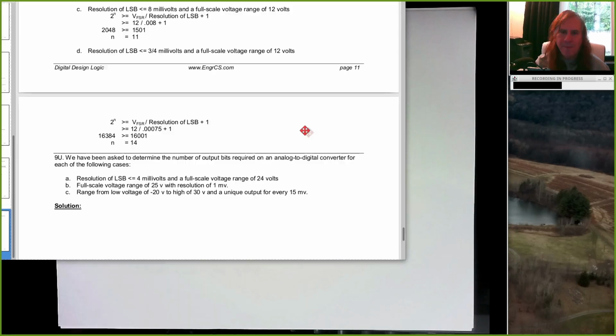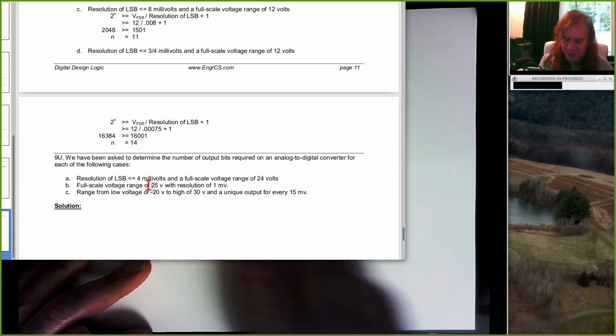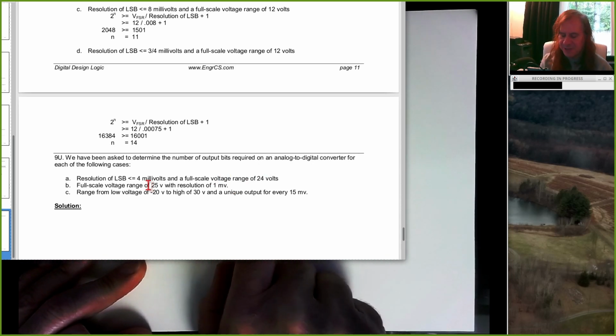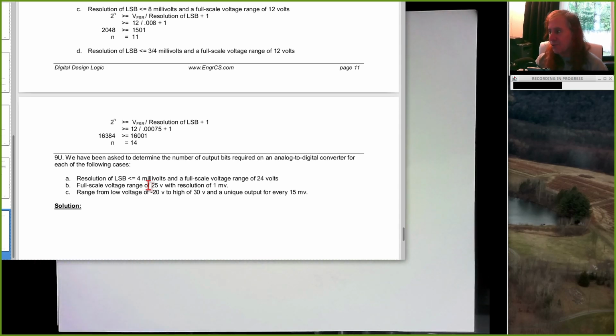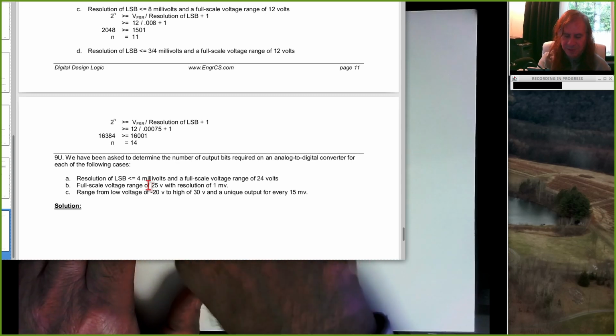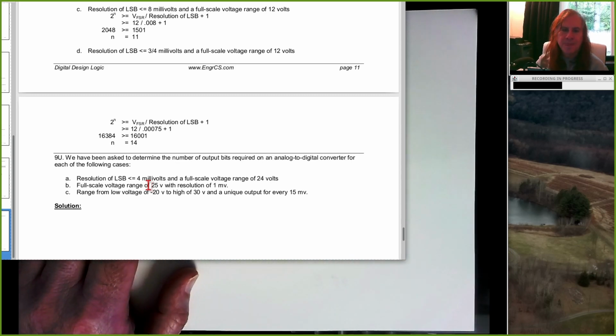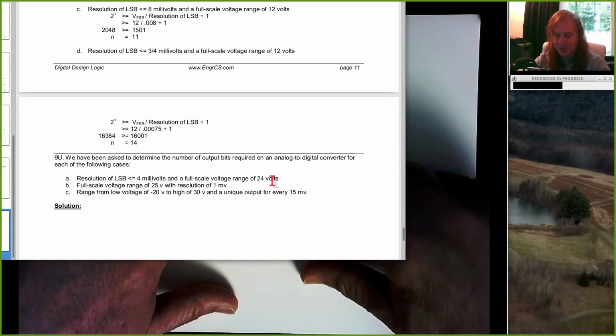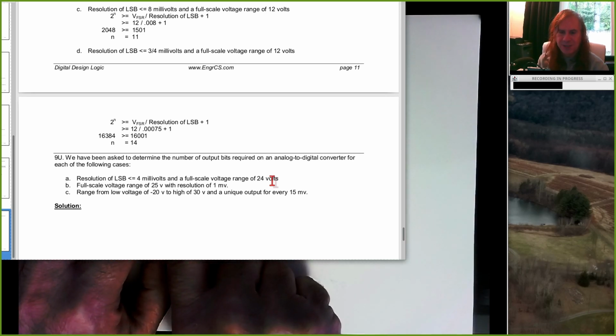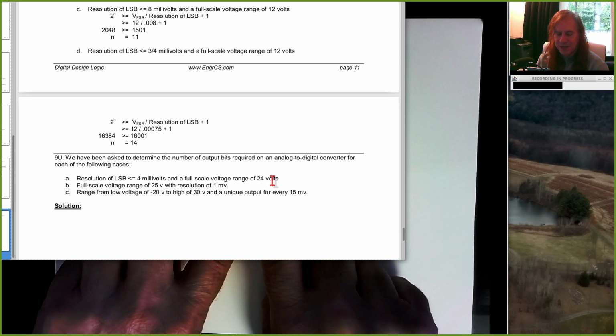All right, so what are you trying to do on question 9? Determine the number of output bits required for each of the following cases. Resolution is voltage range divided by 2 raised to the number of bits. This is like Ohm's law: if you've got 2 of these, you can figure out the third using this formula. So in part A, we want the resolution to be at least 4 millivolts, and we're told the full scale voltage range is 24. We want our resolution to be 0.004. Figure out what the number of bits is.